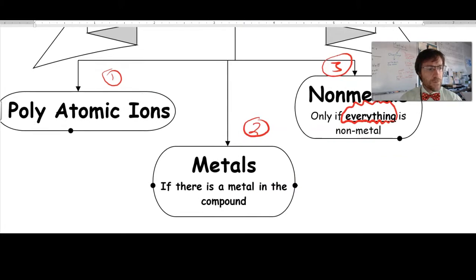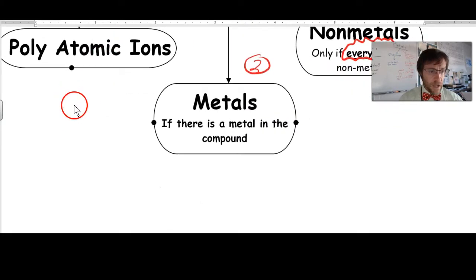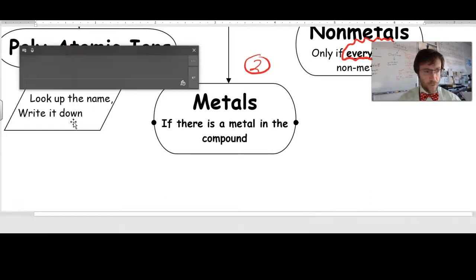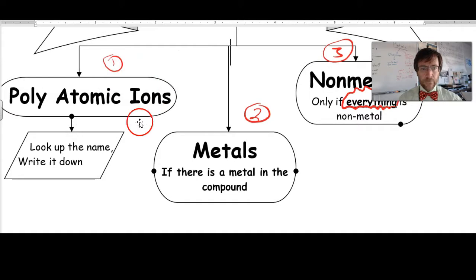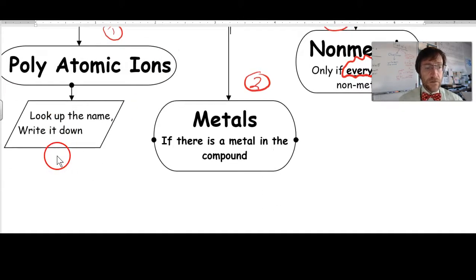Oh, let me grab this, move it over. So for polyatomic ions, here are the rules. First, you look up the name. Actually, first you have to recognize that it is indeed a polyatomic ion. Once you know that it's a polyatomic ion, you go, what is it?